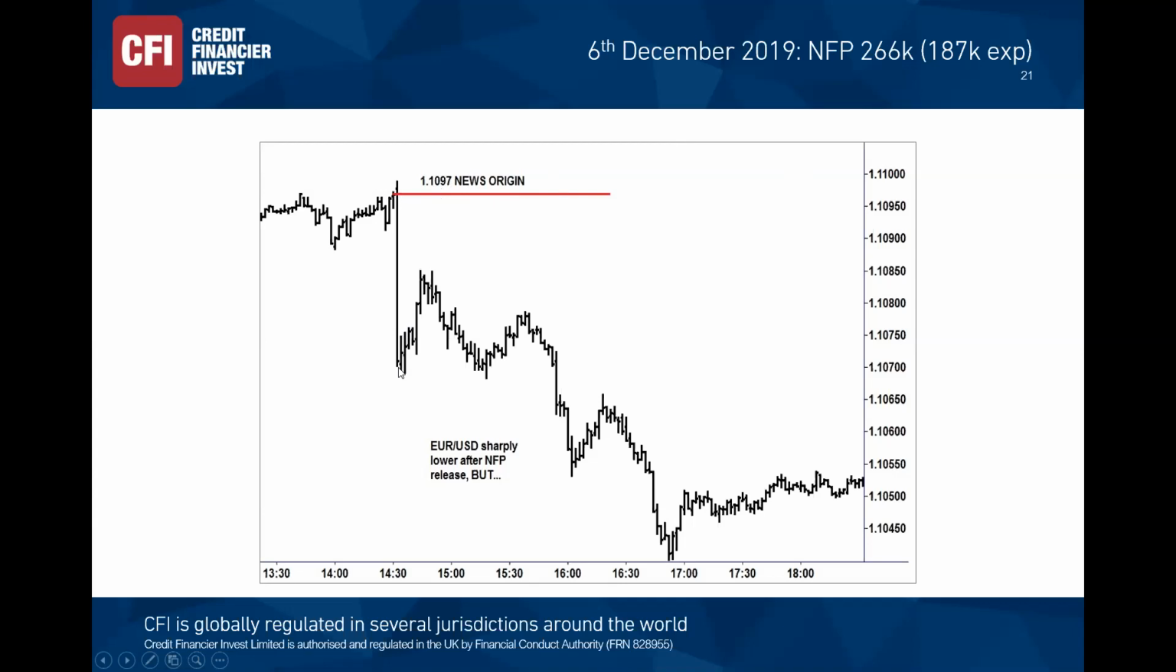So again, this is the big players coming in and selling the hell out of the market because the news is much better than expected for the US. Reaction higher, more selling pressure, and then it starts to trend lower. And again, as with the previous example, towards the end of the European session, still quite weak. But again, it's not the end of the story. The European close is never the end of the story.